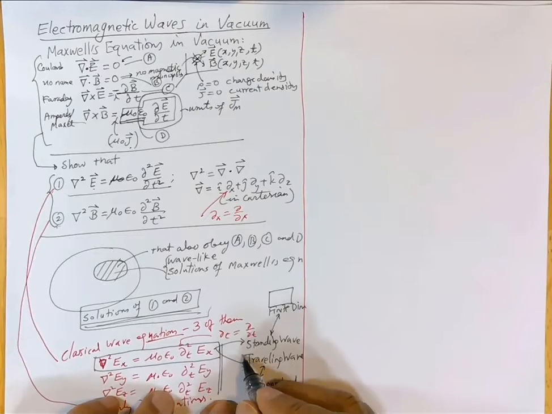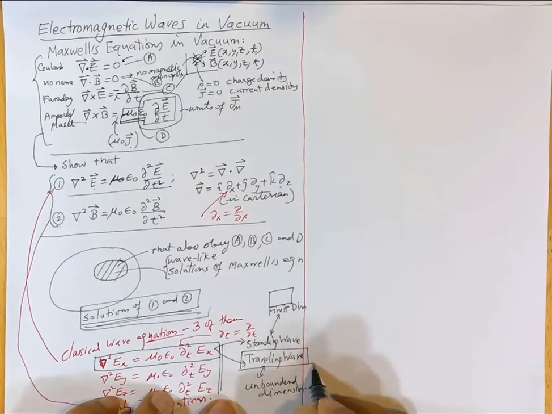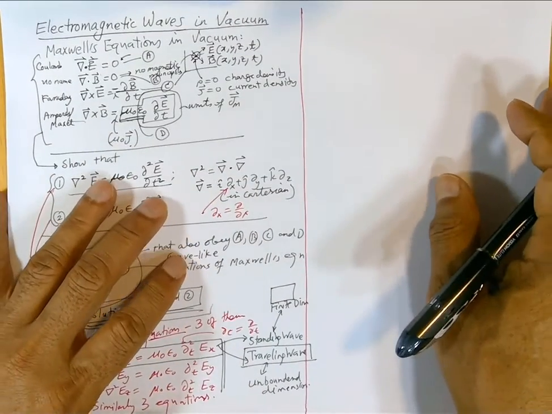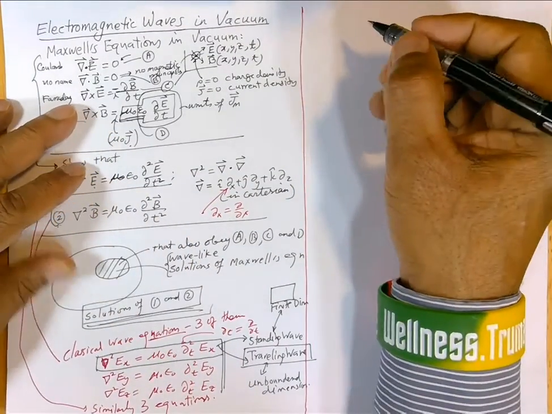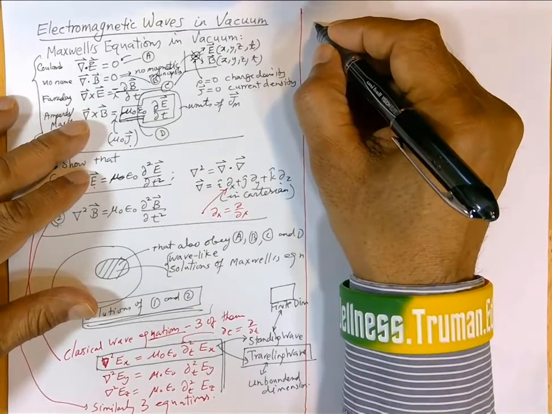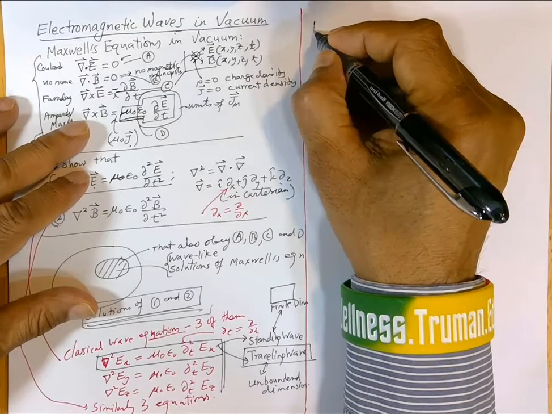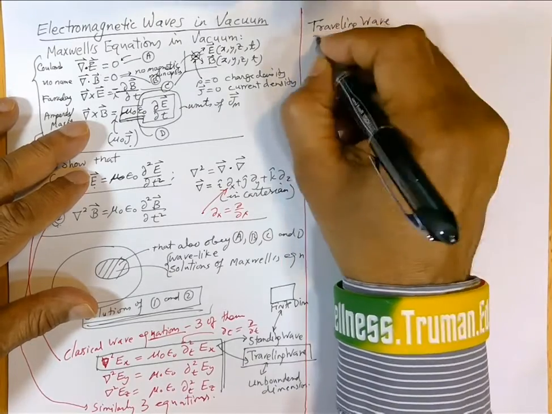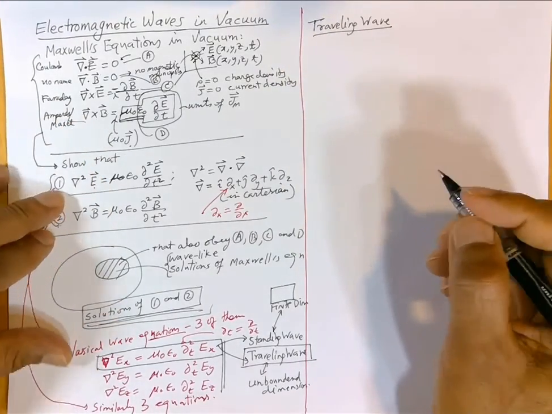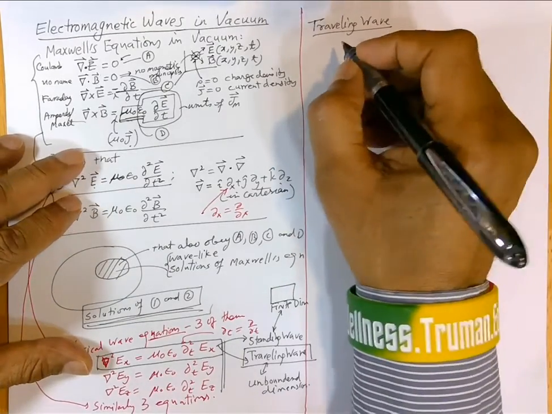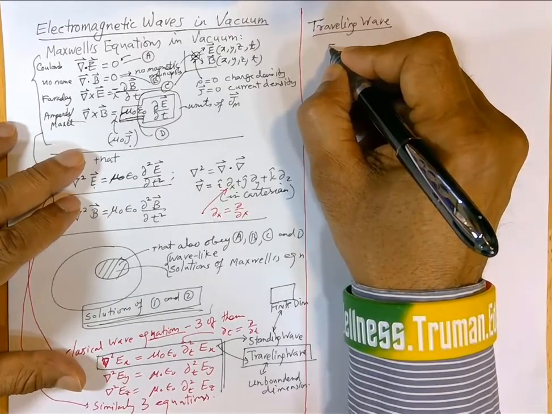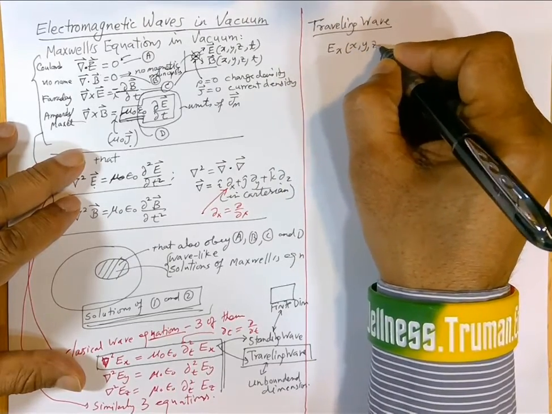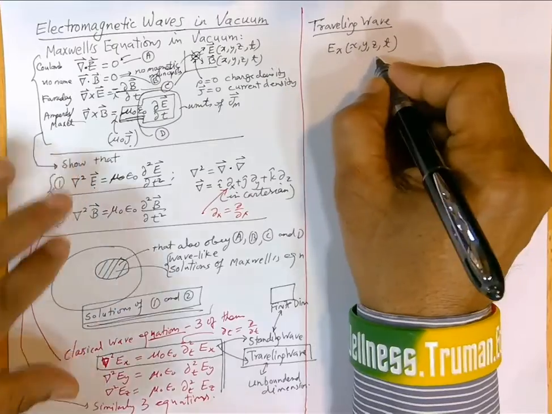So we are actually going to do this today, traveling wave. We're going to have a traveling wave. So what does it look like? It looks like E_x at x, y, z, t. That's what we want. We want an answer to that question.